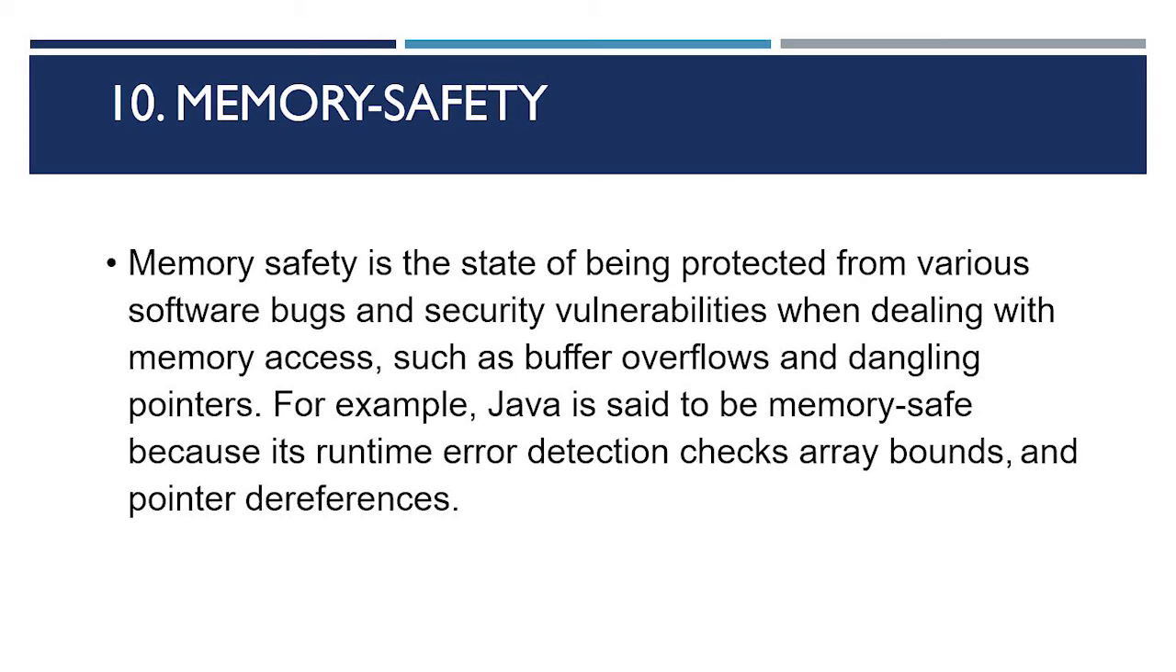Number 10 is memory safety. What is memory safety? Memory safety is the state of being protected from various software bugs and security vulnerabilities. So it is said that Java is memory safe because its runtime error detection checks array bounds and pointer dereferences.